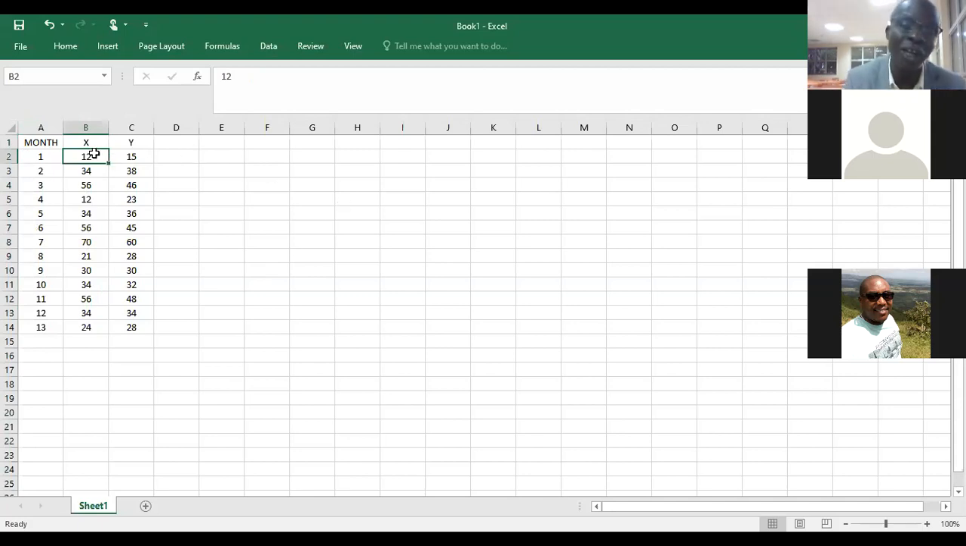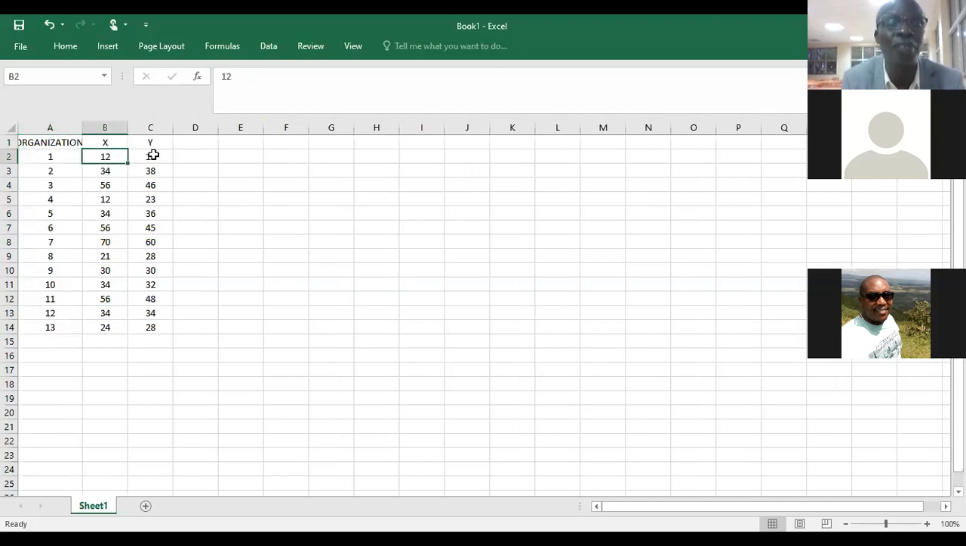Suppose this not be months, let this be organizations. So you select 13 organizations so that the next example makes sense to you. So you go to these organizations, you pick this is what they spend, this is what they get. The third one, spend, get, etc.